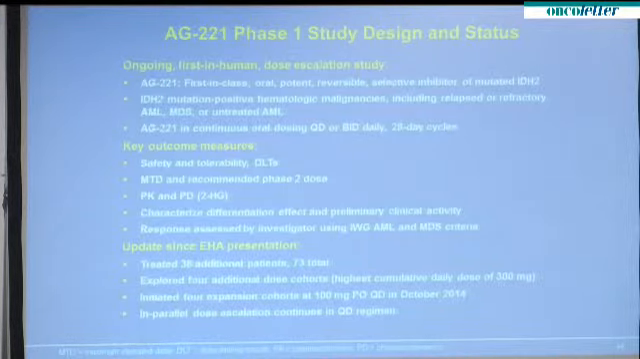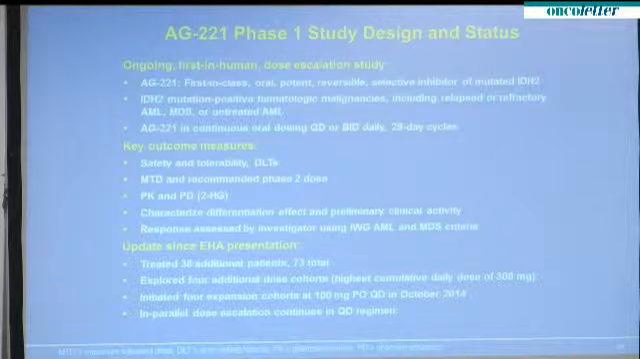The key outcome measures are pretty standard for a phase 1 trial. Safety and tolerability, looking at dose-limiting toxicities, looking at the maximum tolerated dose and the recommended phase 2 dose, looking at the pharmacokinetics and pharmacodynamics, and characterizing the differentiation effect of this agent.